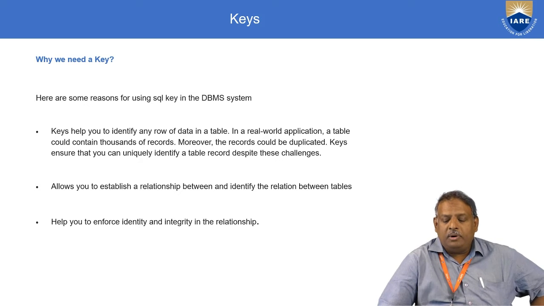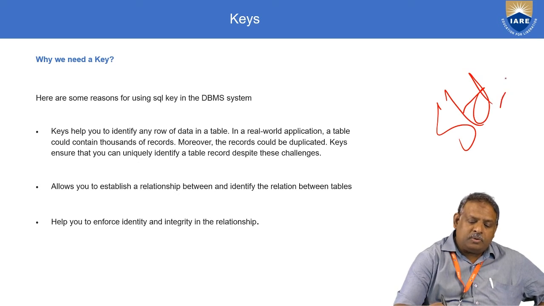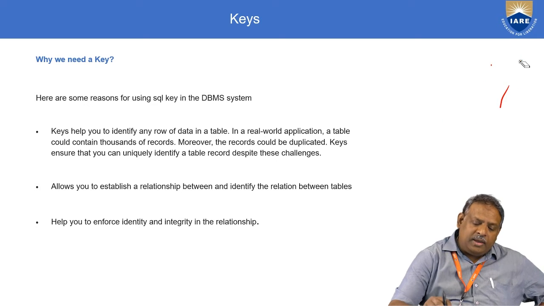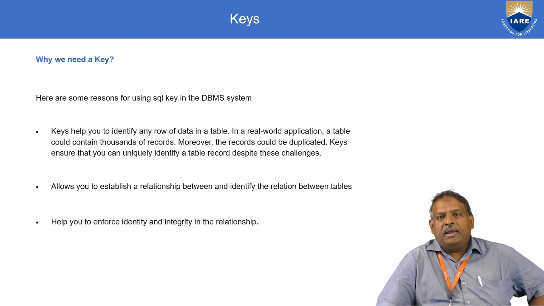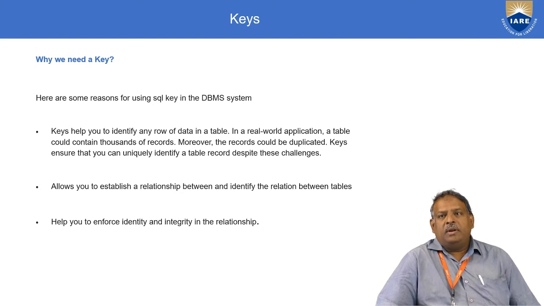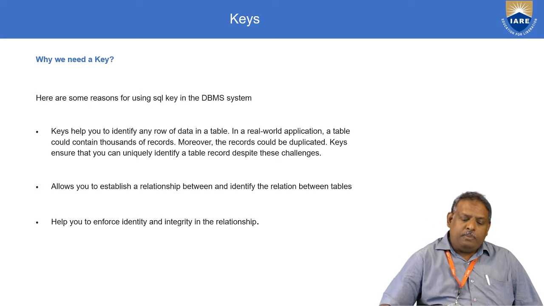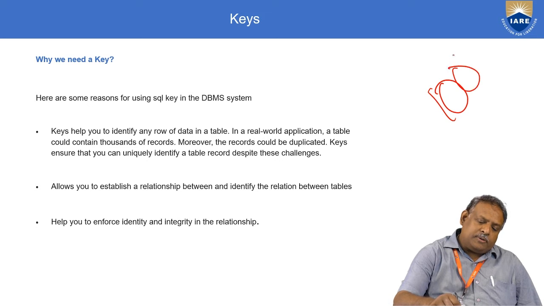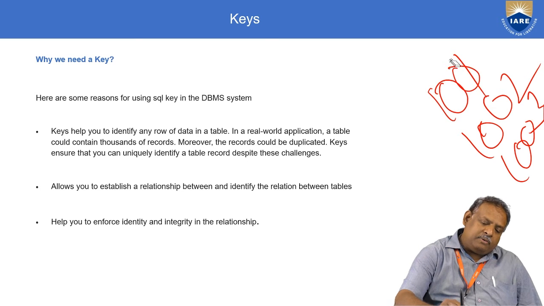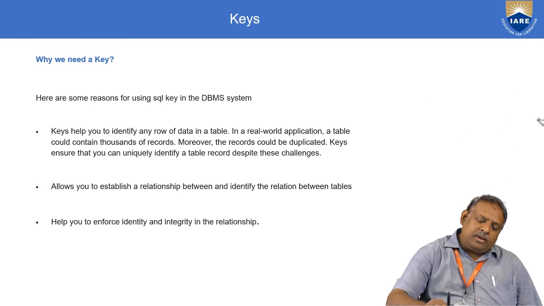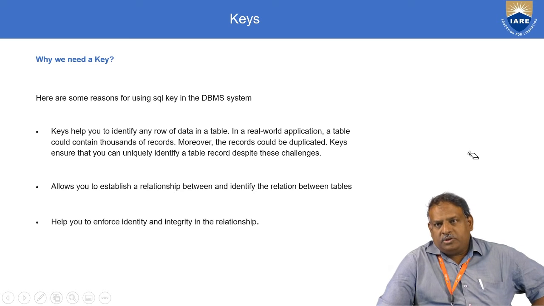In the previous example, STD_ID is the key which will identify the student record. In a real world application, a table could contain thousands of records. However, the records could be duplicated. The key ensures that you can uniquely identify a table record despite those challenges. There could be n number of records, like 102 is one student record, 103 is one student record. But this 101, being unique, can give us the entire data of the student record.